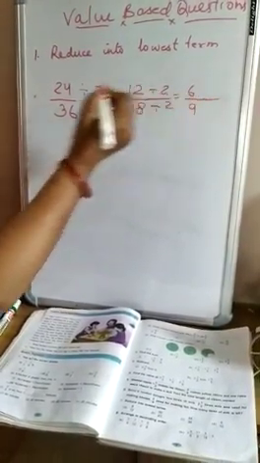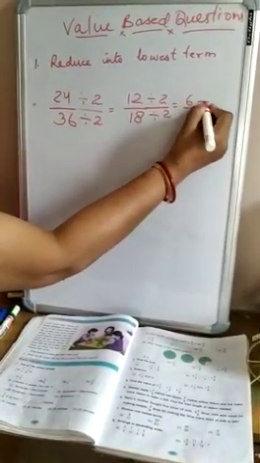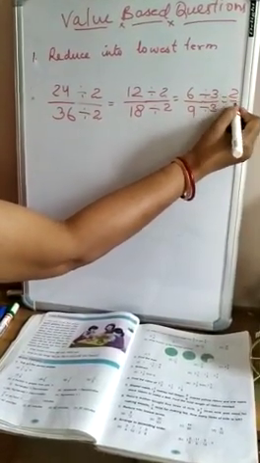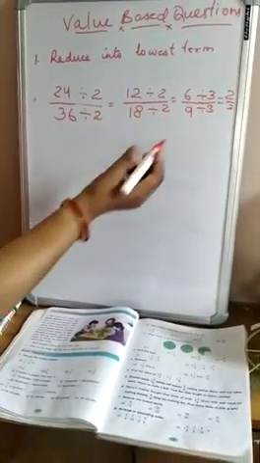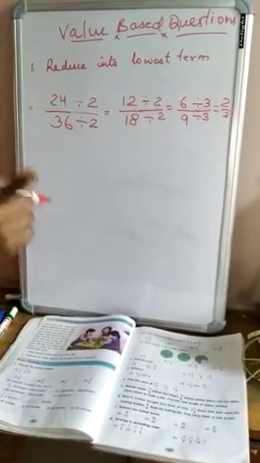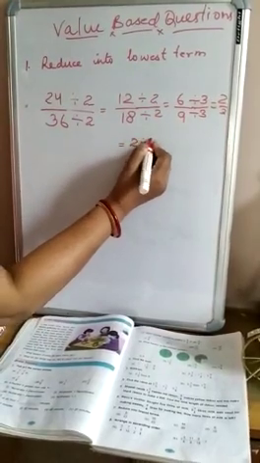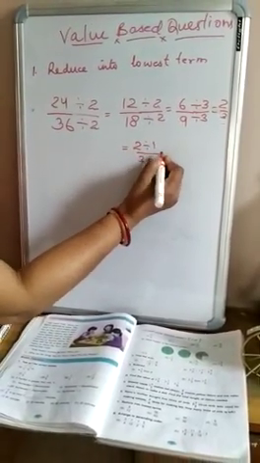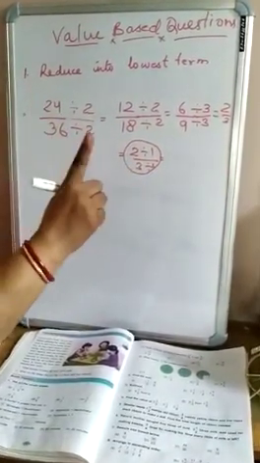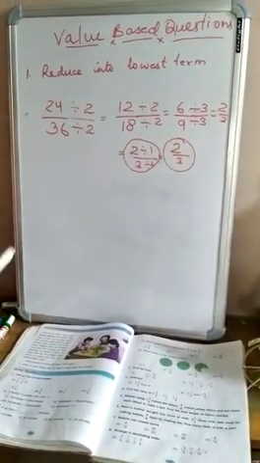Now again, 6 and 9 have the common factor other than 1, which is 3. So I will divide 6 by 3 and 9 by 3, that equals 2 by 3. Here in 2 by 3, they have only one common factor, that is 1. When the fraction has only one common factor, that is 1, it means the fraction is in the lowest term. So 2 by 3 is the lowest term.